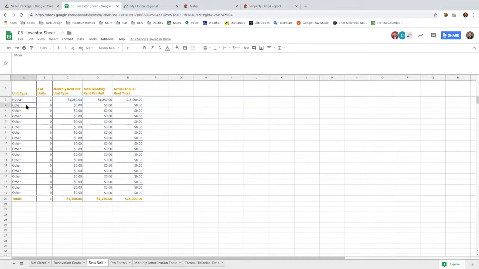Now let's say we're looking at a duplex and we have unit A and then unit B within the duplex. There's one unit of each. Maybe one unit is going to go for $1,000 a month, and then the other one is going to go for $1,200 a month. Well, now this rent roll is going to calculate not only the rent for the individual unit per month, but then for all of the units the entire year.